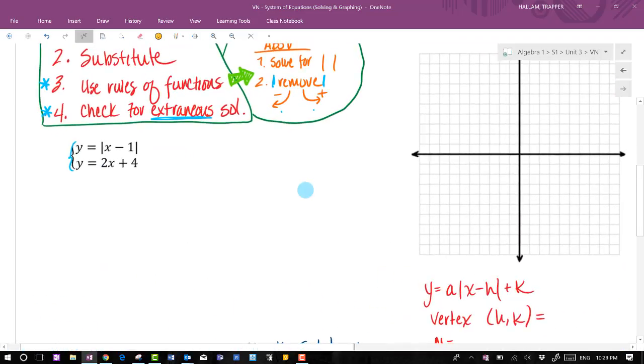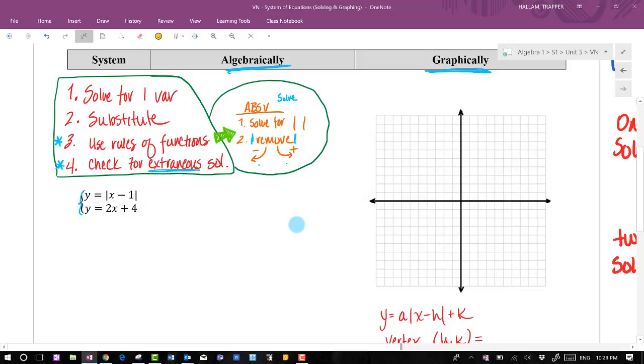So let's do this. In this case, we've picked an easy one because our absolute value, or I guess one variable or both variables, have been solved for. So all we have to do is substitute. So here's what we're going to do. We're going to take this absolute value because it's equal to y, and we're going to replace it in the other equation where we see y. So this looks something like this. The absolute value of x minus 1. Actually, let's put this over here. The absolute value of x minus 1 equals 2x plus 4. And we just replace that y with the absolute value of x minus 1.